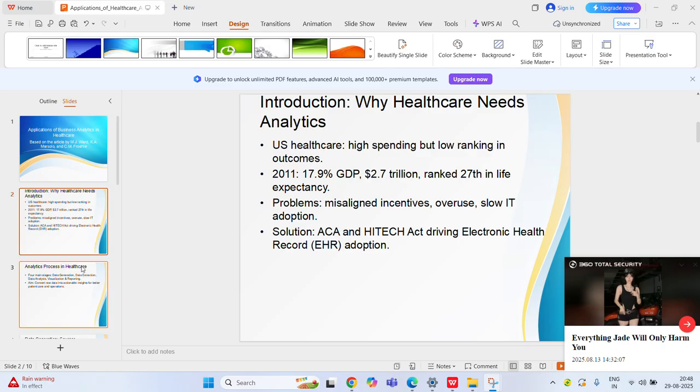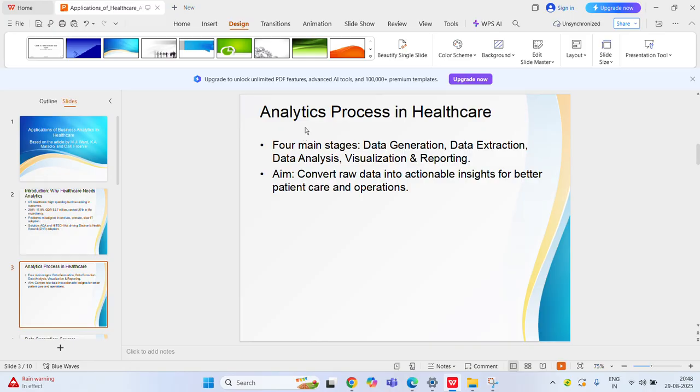Now moving on to my next slide, it says analytics process in healthcare. There are four stages in the analytics process of healthcare: data generation, data extraction, data analysis, and visualization and reporting. So let me start with data generation first.